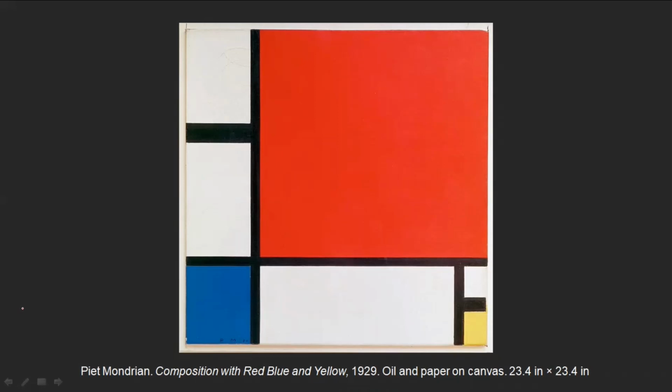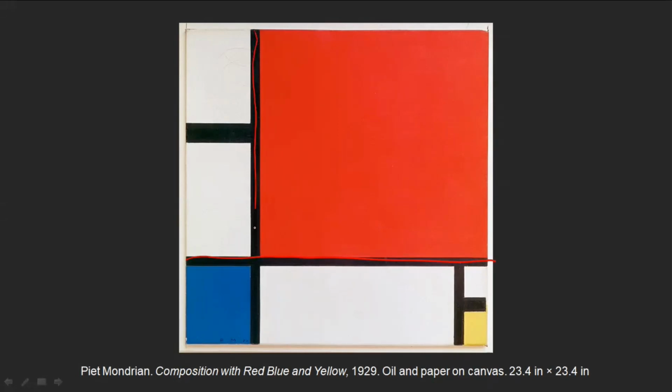This is a square. It's 23.4 inches by 23.4 inches. And Mondrian is going to break this down in terms of fourths. So that this line represents a division of 1 below to 3 above, or 1 below to 4 in terms of the whole.